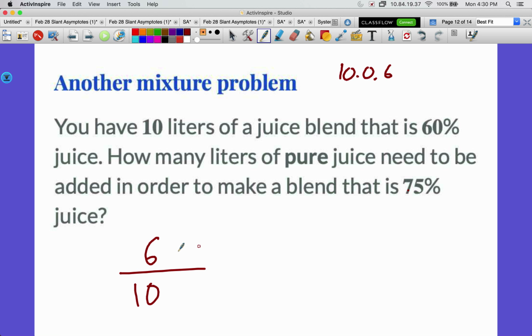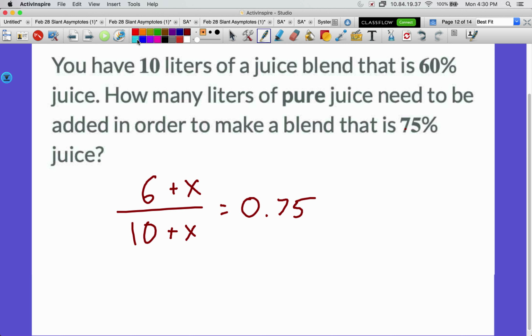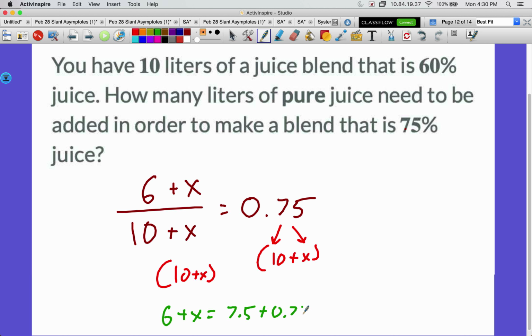Over 10 liters. And I'm going to add to the top, but because it's pure juice, I can just add an X to the top and the bottom. It adds both to the volume and to the pure juice, and we're trying to target 0.75 strength. All right, I'll multiply a 10 plus X to both sides, and I will distribute in my 0.75 to get 6 plus X equals 7.5 plus 0.75X.